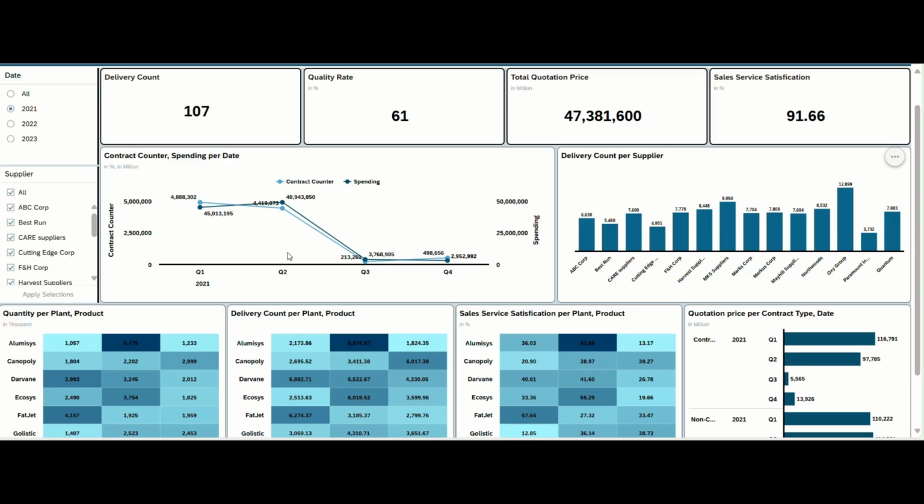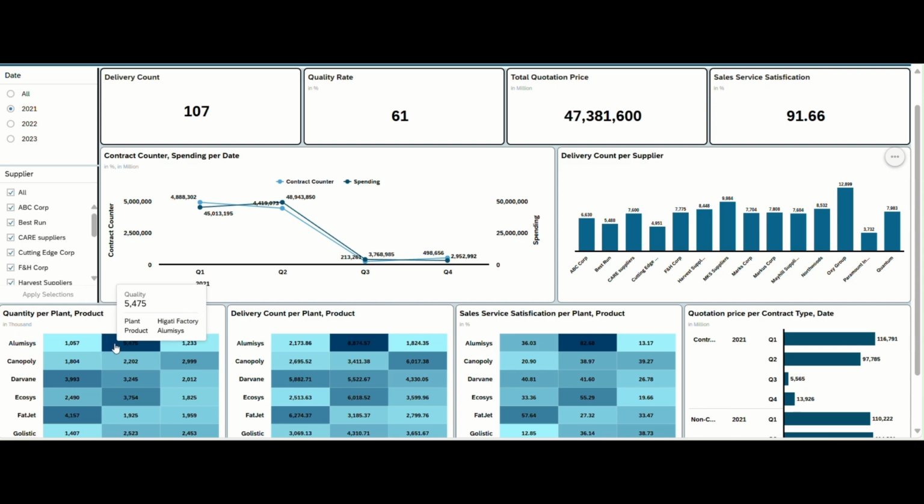Moving into operations, the quantity per plant and product heat map shows how much of each product is delivered to each facility. This is critical for demand planning and inventory optimization. You can easily spot which plants handle the most volume and adjust your logistics or procurement strategies accordingly.